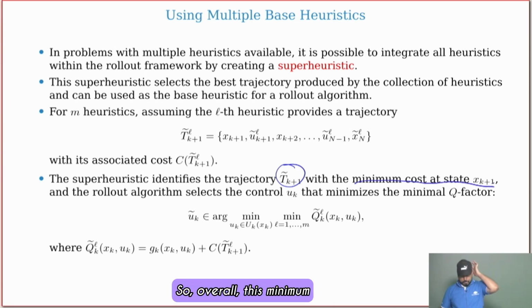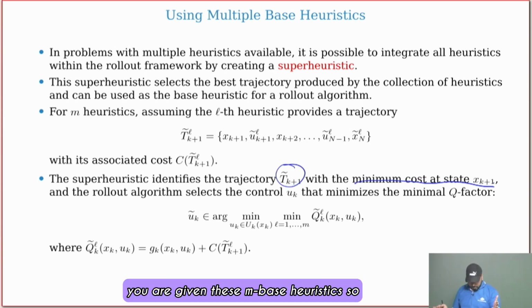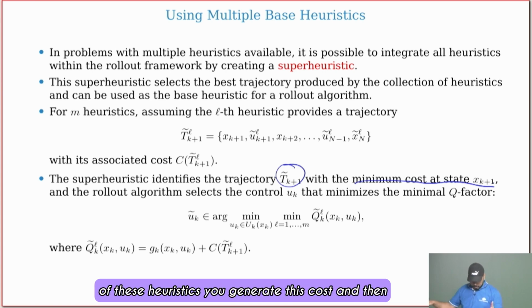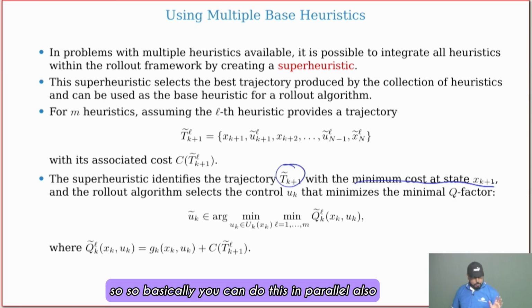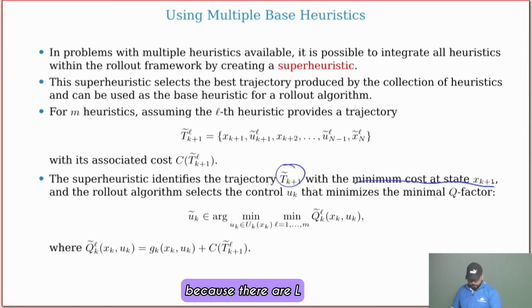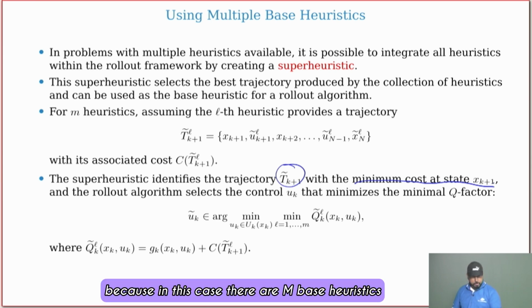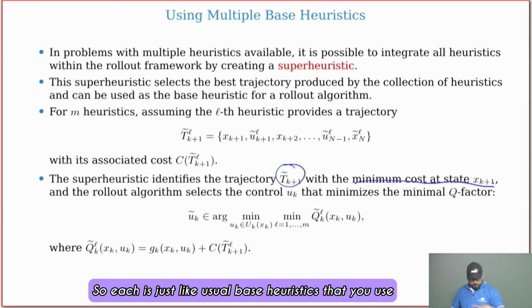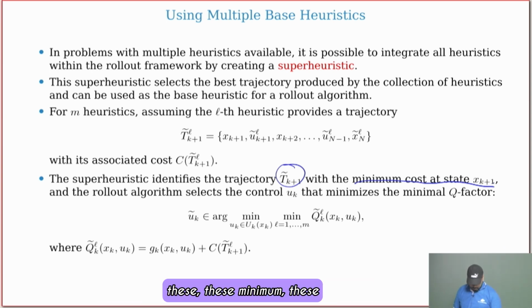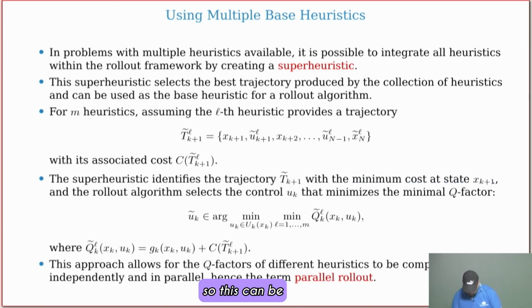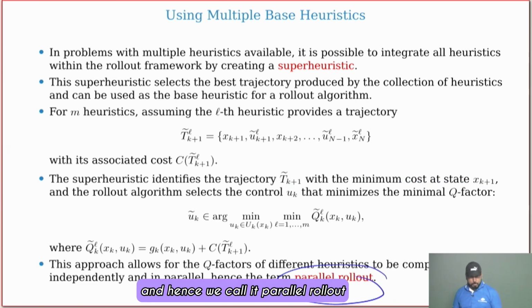So overall, since you are given these m base heuristics, based on each of these heuristics you generate this cost, for all u, and then choose the one which gives you the minimum cost. Okay, so basically you can do this in parallel also, because in this case there are m base heuristics, so let each of these m work in parallel. Just like the usual base heuristics that you use, you compute each of these costs using these base heuristics. So we can do this in parallel, and hence we call it parallel rollout.